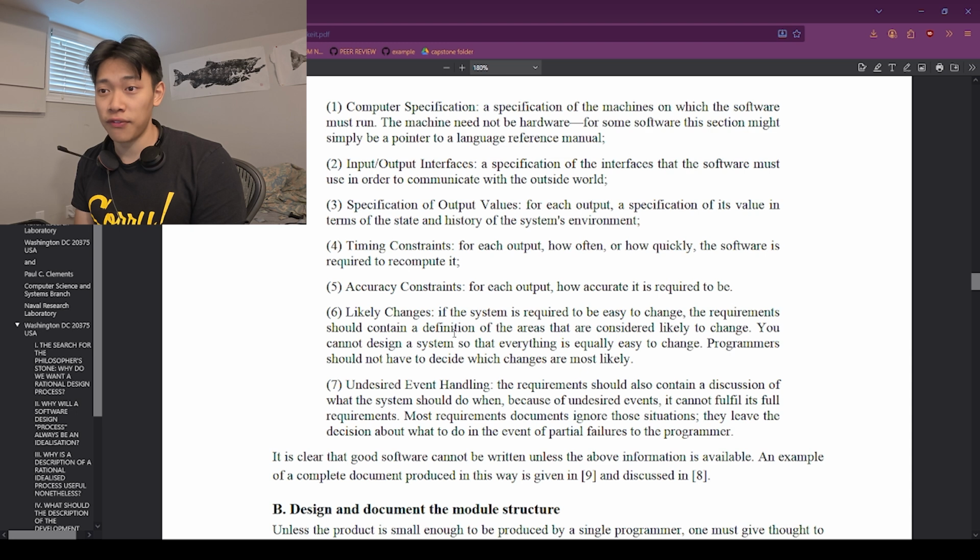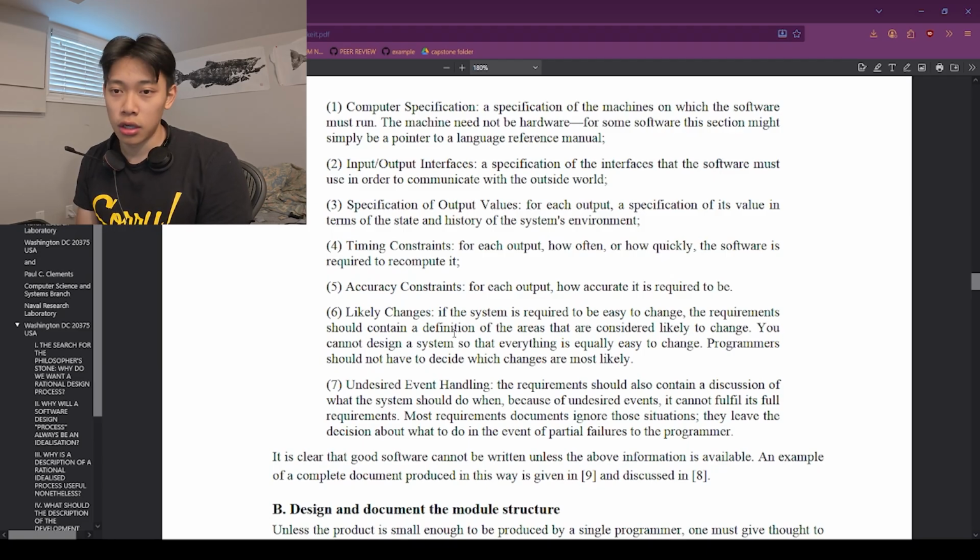3. Specification of output values. For each output, a specification of its values in terms of the state and history of the system environments. 4. Timing constraints. For each output, how often or how quickly the software is required to recompute it. 5. Accuracy constraints. For each output, how accurate it is required to be.